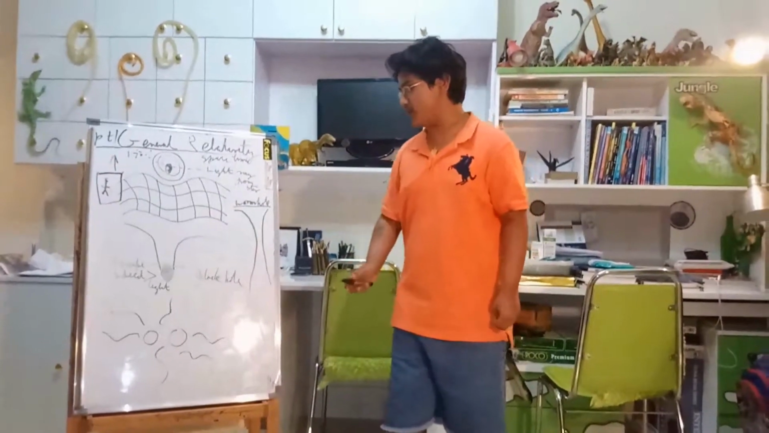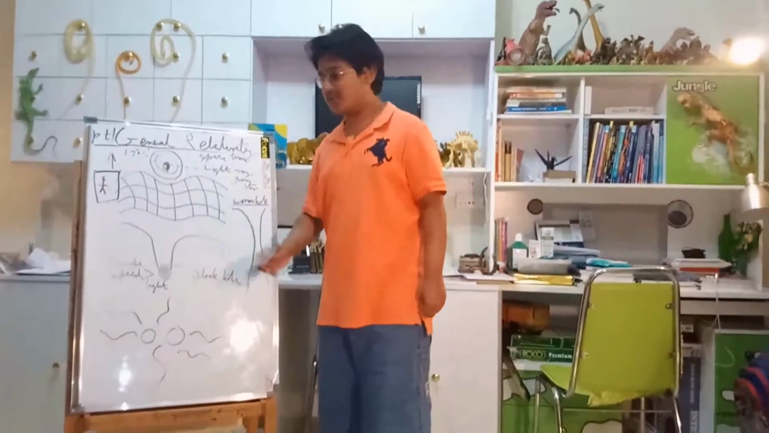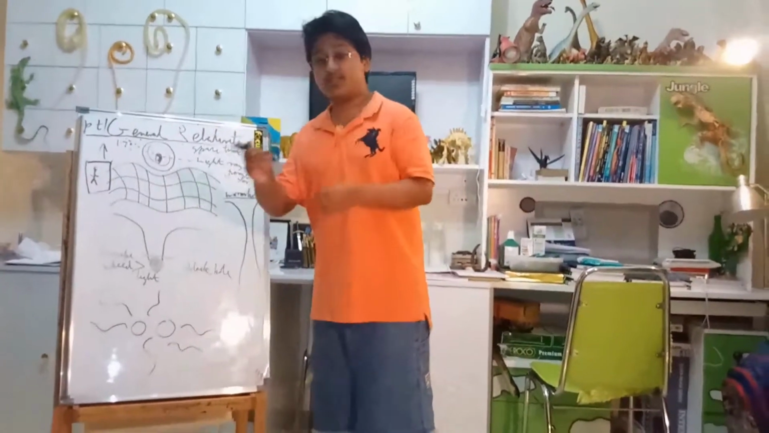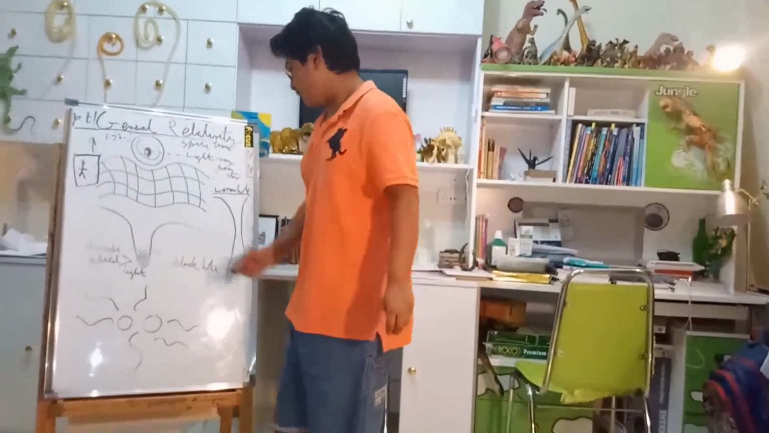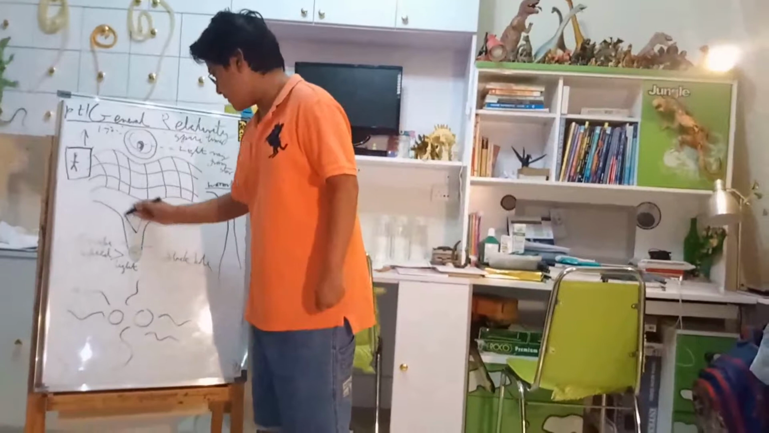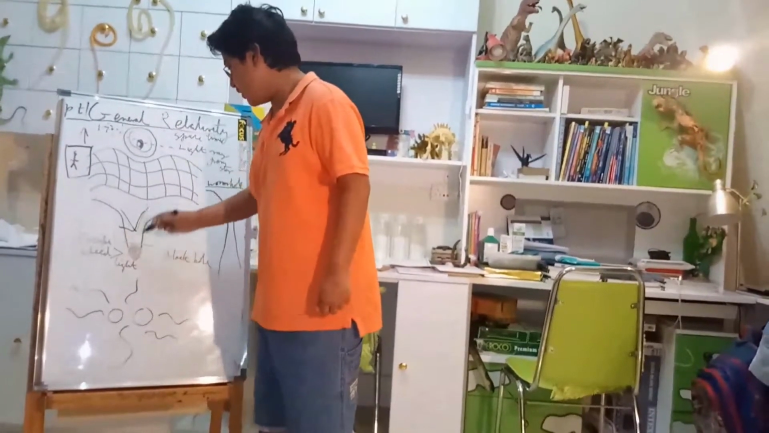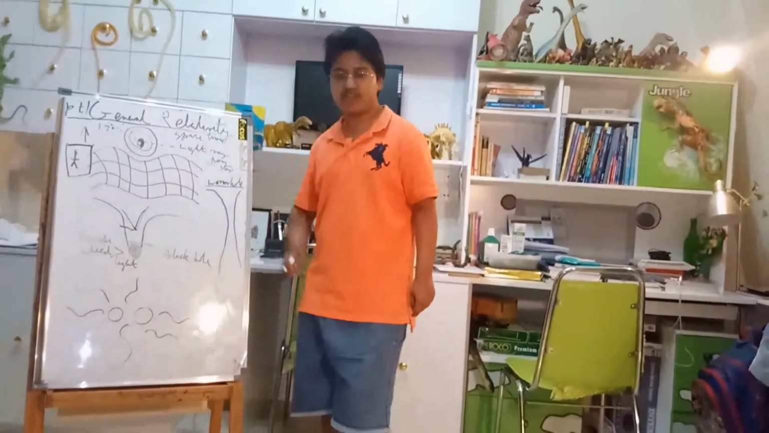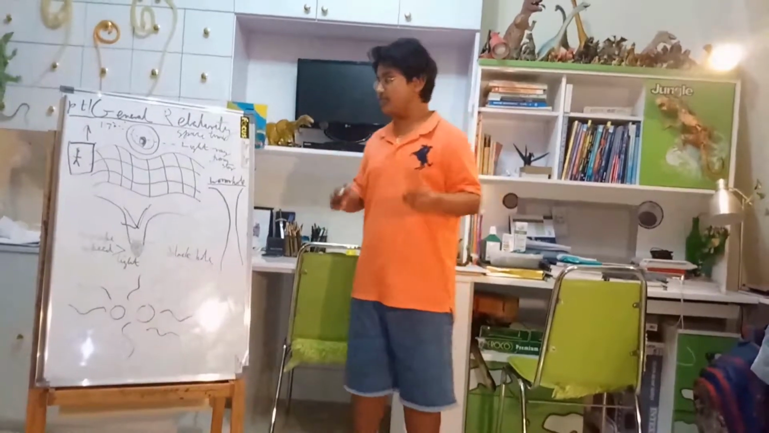Now, you've probably heard the myth that nothing can escape a black hole. Well, it's a bit more complicated than that. You see, light can escape a black hole as long as it doesn't reach a point known as the event horizon. Things have an escape speed.